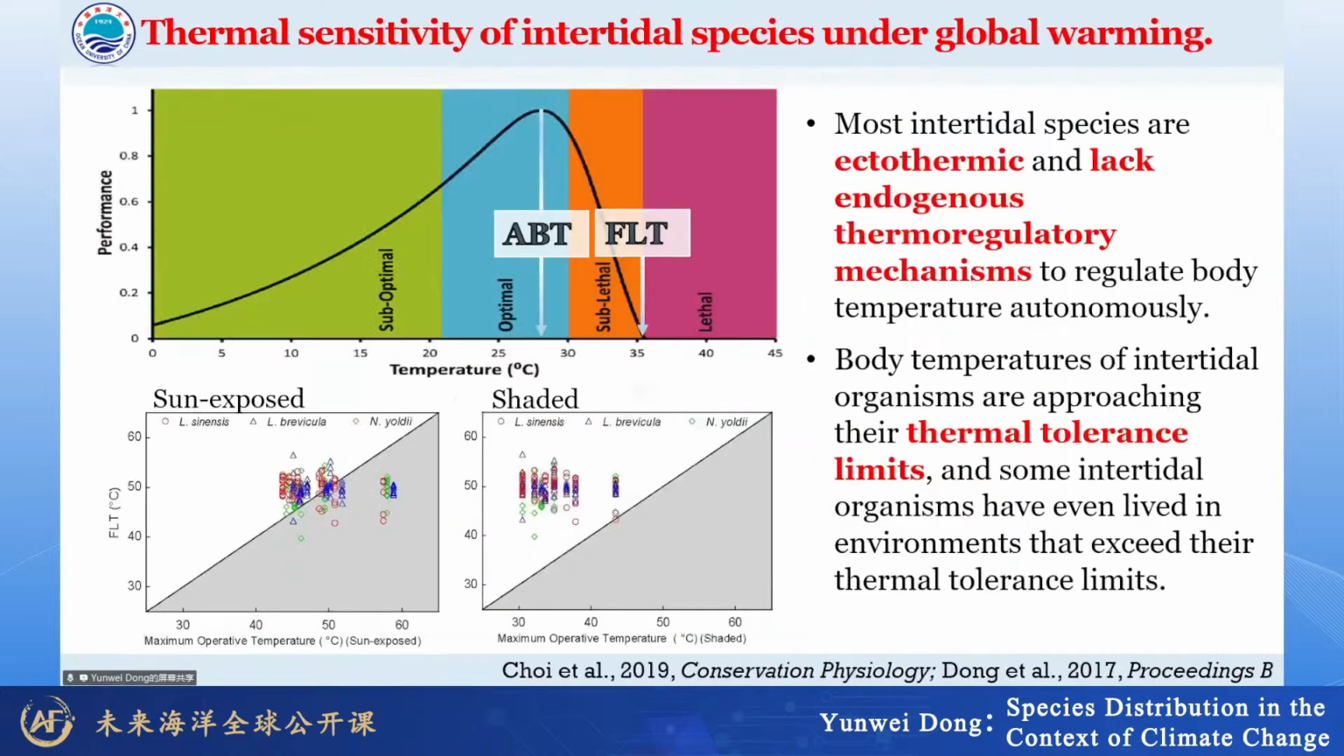And also, many intertidal species don't have really good thermal regulation mechanisms. So they live very near to their upper thermal limits. That means an increase of temperature will kill the animal. So in the sun-exposed area, you can see many individuals can be killed by high temperature.